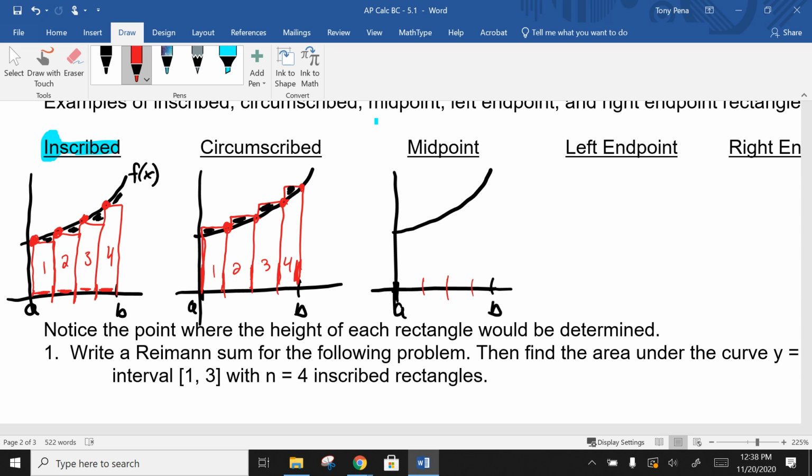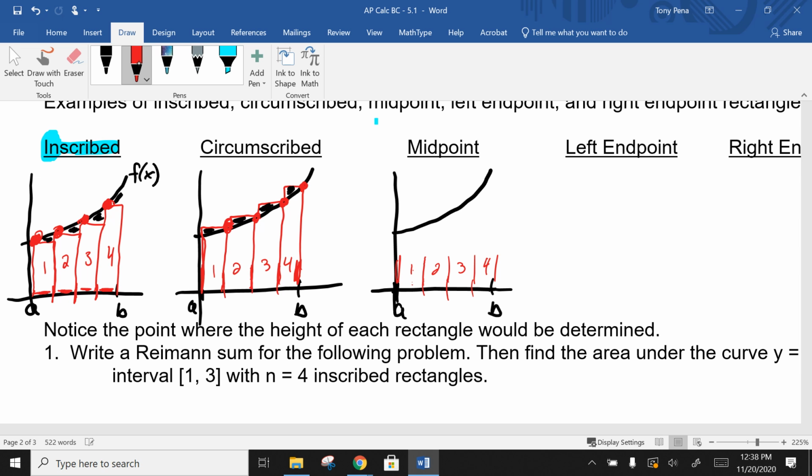If you look at the inscribed, notice how each rectangle is hitting on the left endpoint of our rectangles. On the circumscribed, we're hitting each rectangle on the curve at the right endpoint. What midpoint means is if I go to start to sketch my 4 rectangles in, so here's 1, 2, 3, and 4, so the same thing we would have gotten before. We don't want to touch the curve on the left. We don't want to touch the curve on the right.